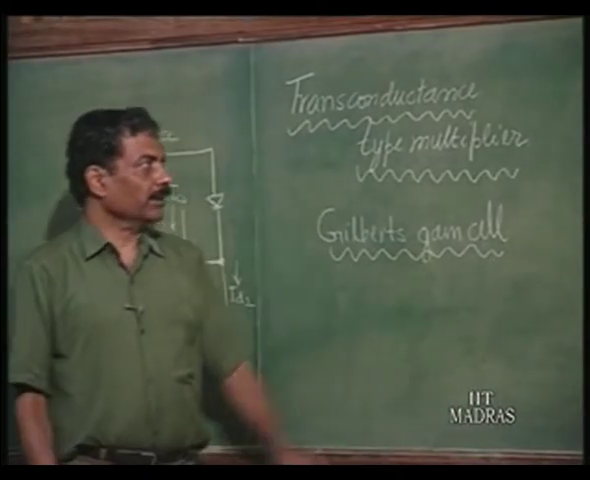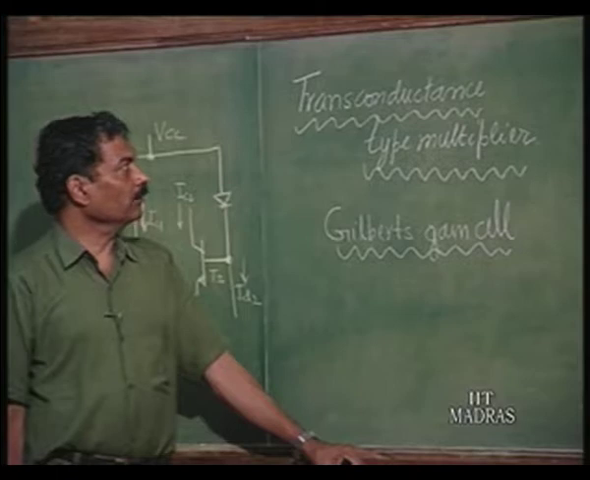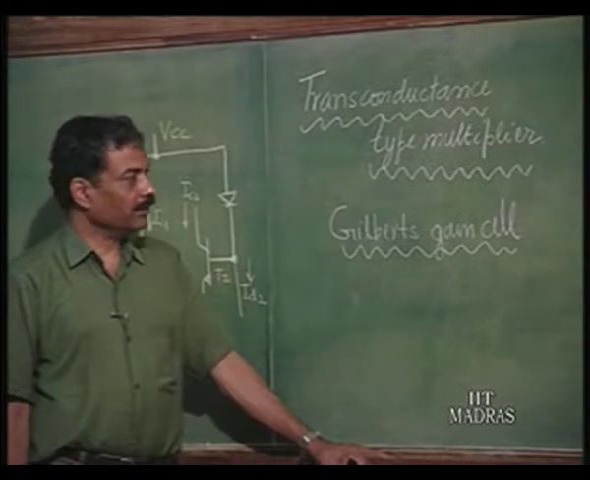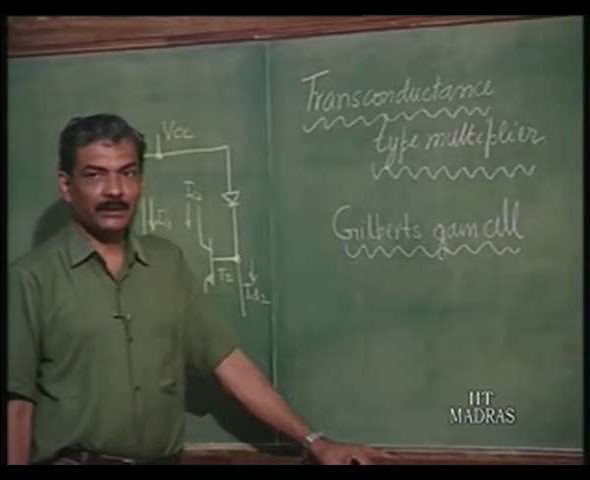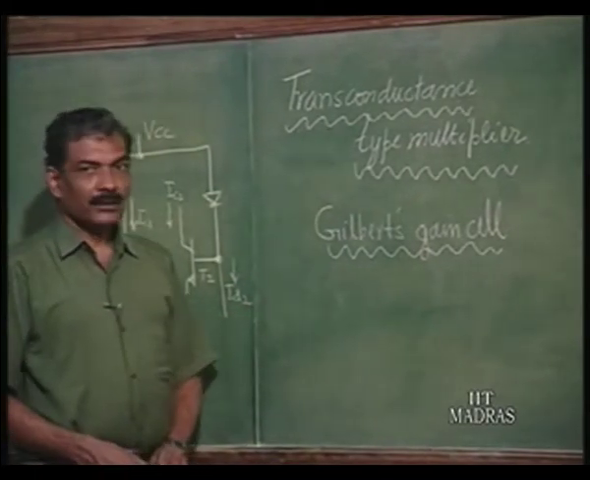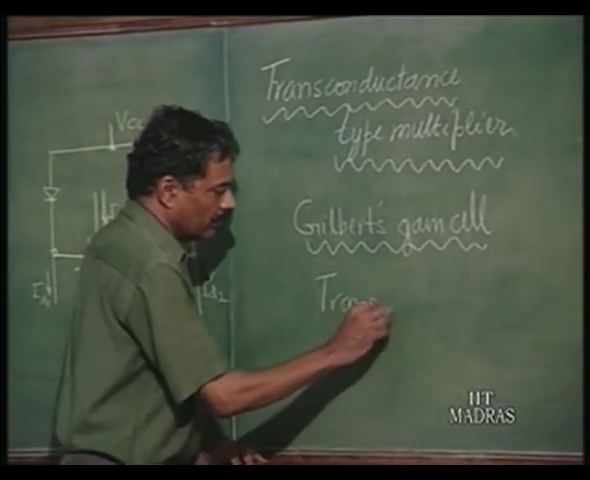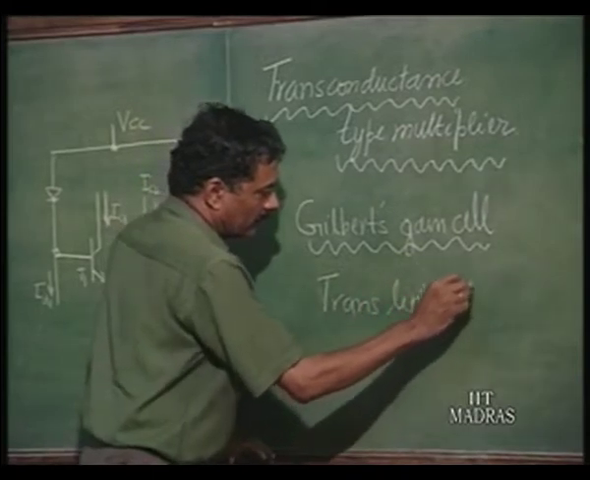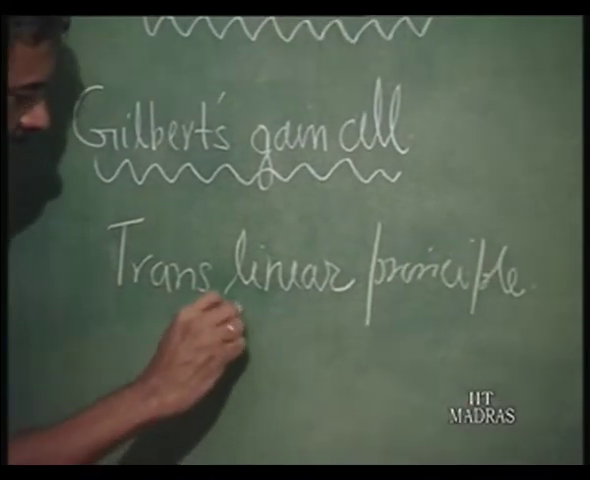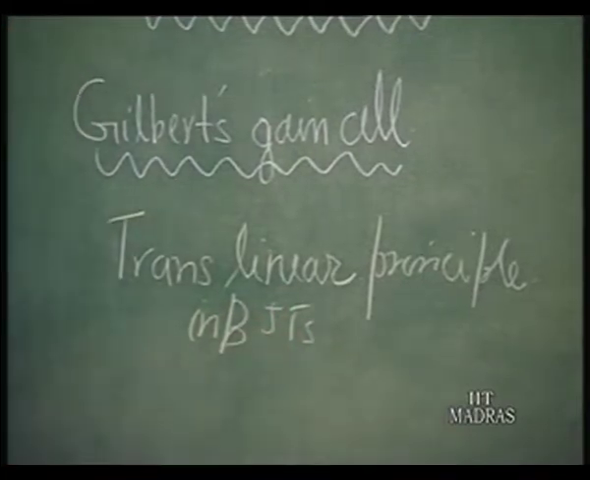Let us now discuss another important popular multiplier. This is available also in IC form. This is called transconductance type multiplier, or actually the basic idea emanates from what is called Gilbert's gain cell. Discuss what this Gilbert's gain cell is. This uses a very important principle called translinear principle in bipolar transistors. What is that translinear principle?